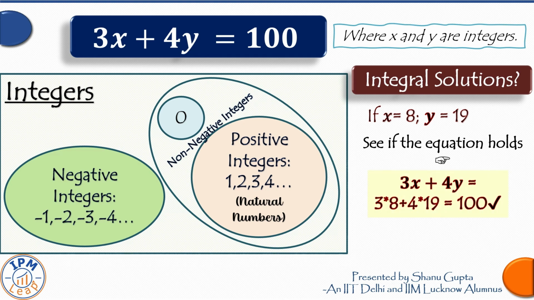So, 3 into 8 plus 4 into 19 is indeed equal to 100. So, this is an acceptable solution because for this combination, the variables are integers as well. We call this an integral solution. But we would like to know exactly how many solutions exist. That's a question, right? And to get our answer, we have to solve this question.